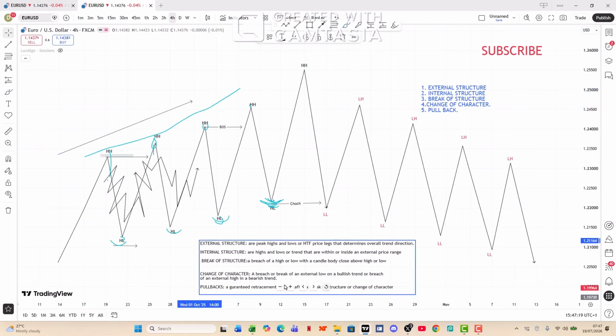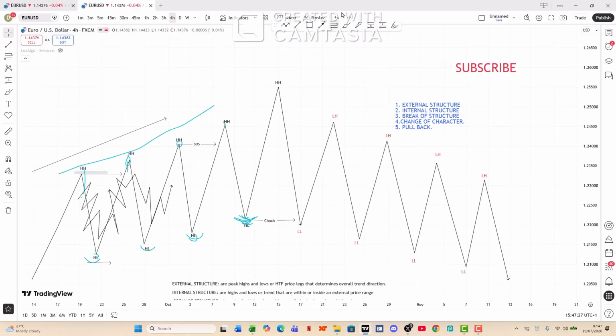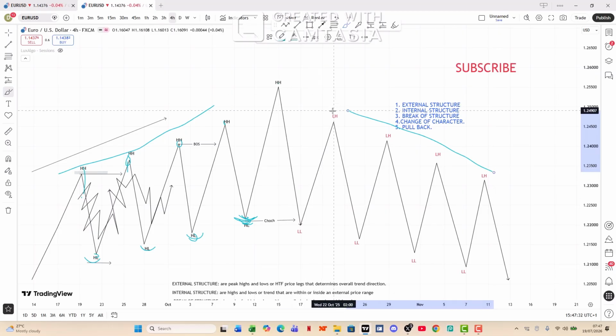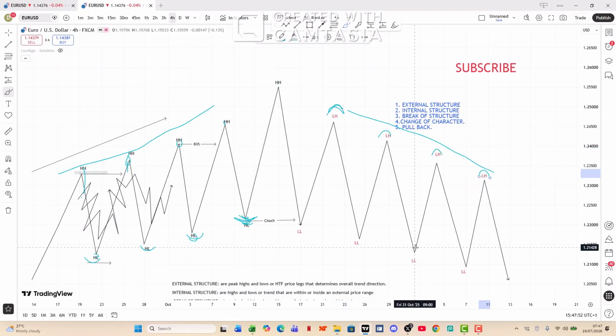Okay, let me move this up. As it says, a breach of an external high in a bearish trend. All right. So in this case, price is trending down, giving us a bearish trend, printing a series of lower highs and lower lows, lower highs and lower lows. So a breach of a lower high, an external high. These are your external highs. This high and this high are your external highs.